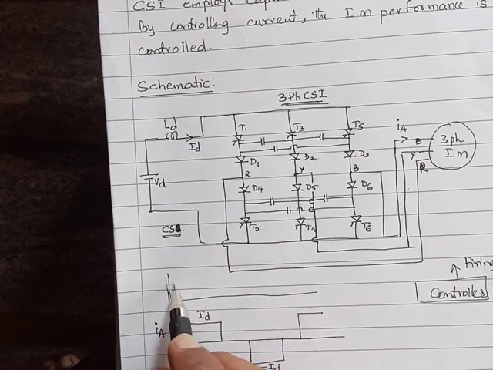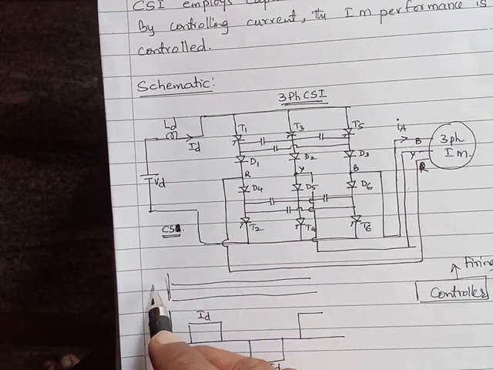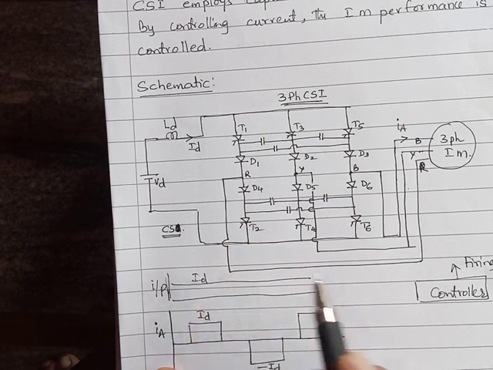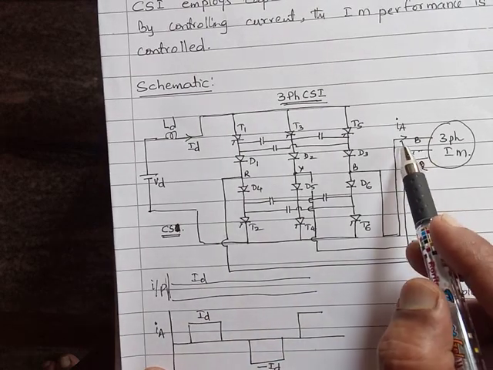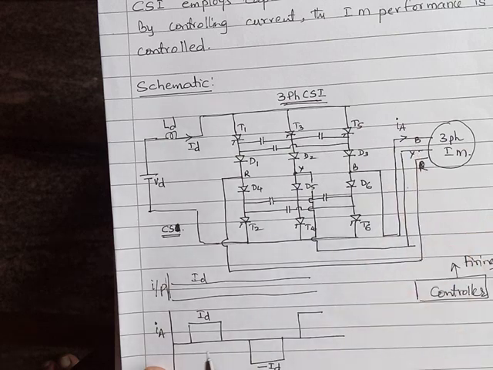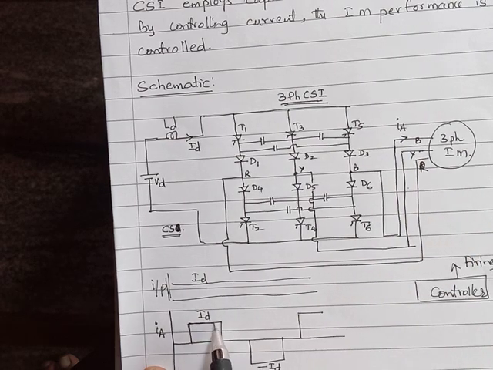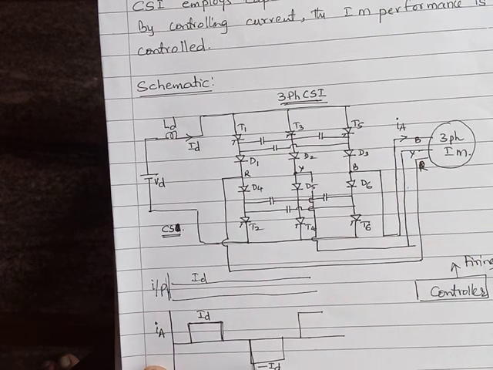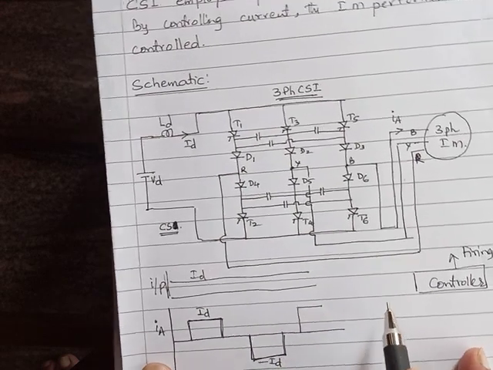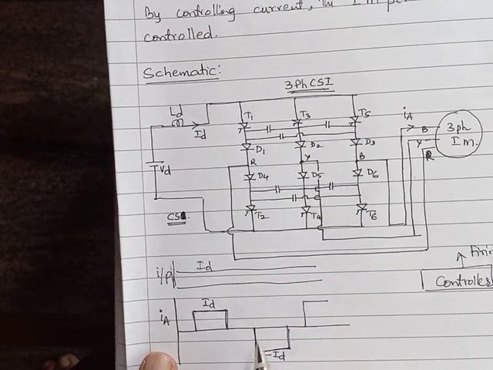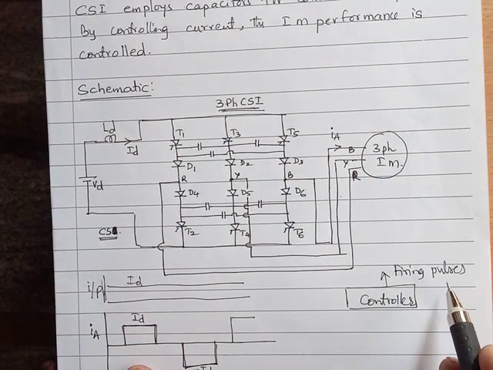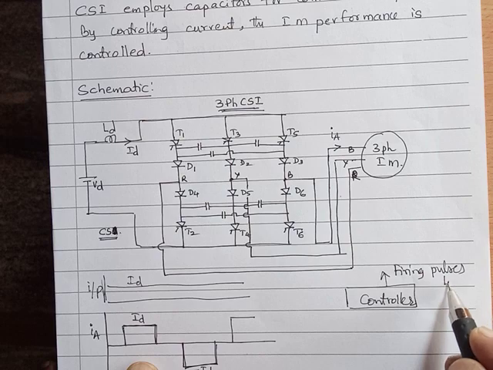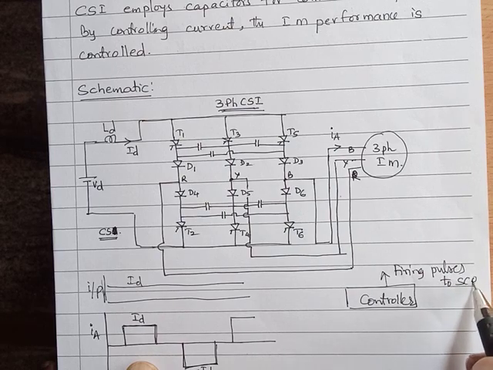So the CSI converts the input, which is a constant current, the value is ID, continuous, into this output which we can control. The effective value of this we can control. Are you able to appreciate that? By controlling the firing pulses to the SCRs.